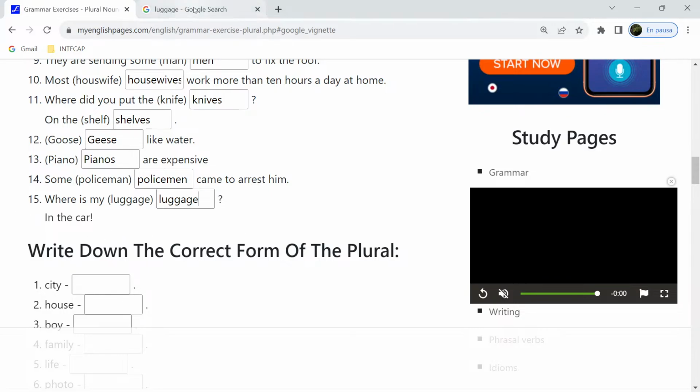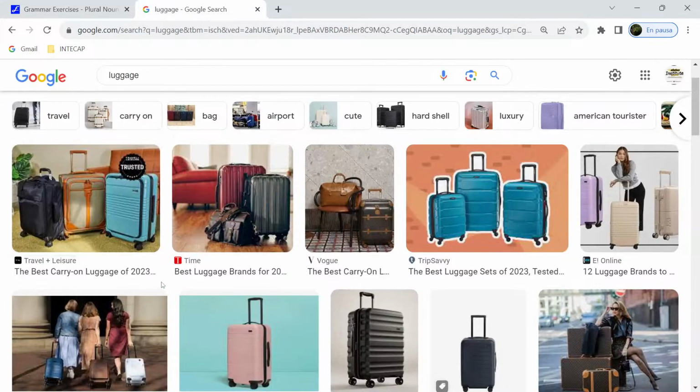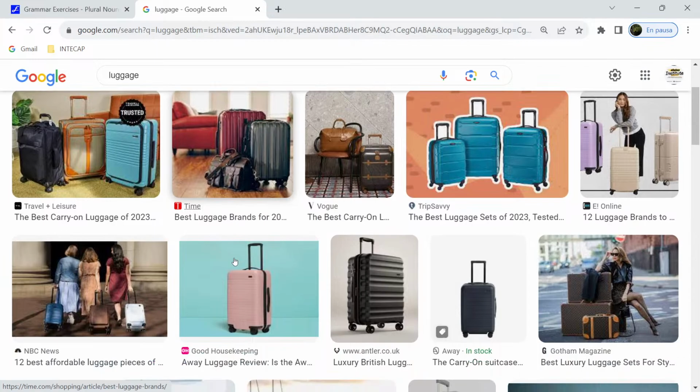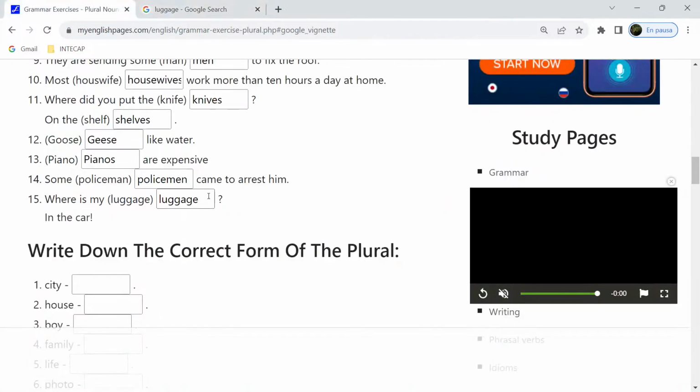In the car. Luggage, as you can see, is like one word referring to either one suitcase or more than one. So it's going to cover them both, if I have just one or more than one. I can say luggage in general. So where is my luggage? In the car. Okay, there you go, guys.